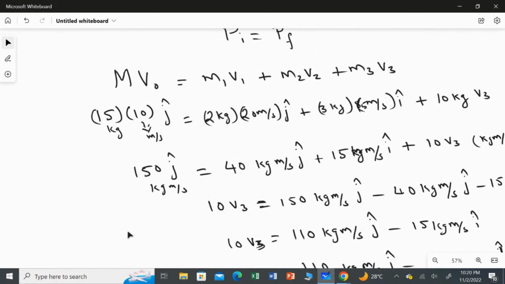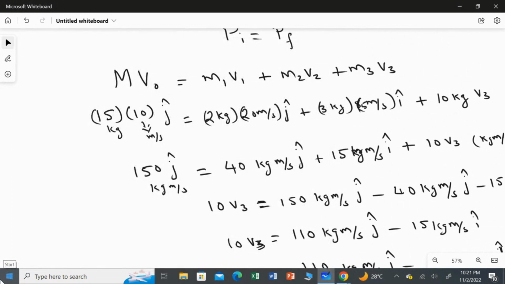So we studied two collisions, the collision before and after. Elastic collision and inelastic collision. In elastic collision, the kinetic energy as well as the momentum is conserved. In inelastic collision, the kinetic energy is not conserved, but the momentum is conserved.